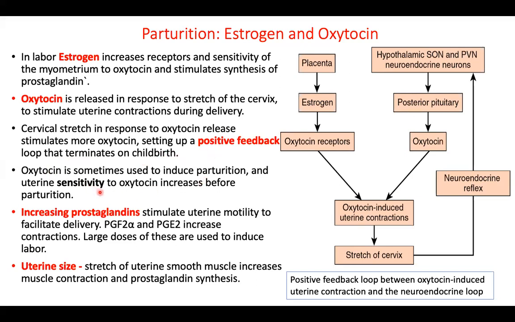The other thing that they want you to know is that right before delivery, or as labor is going on, the uterus is very sensitive to oxytocin. That's something that you want to know. And it just kind of makes sense. It's why when we want to induce labor, we can just give them oxytocin. That's going to increase the contractions because the uterus is very, very sensitive to it.